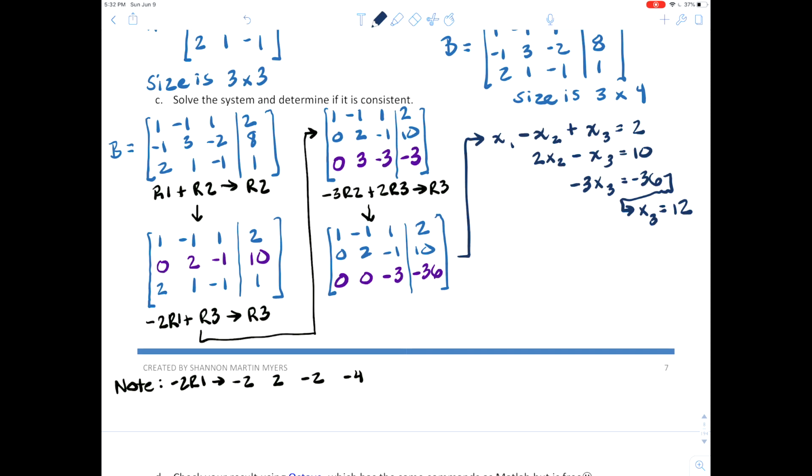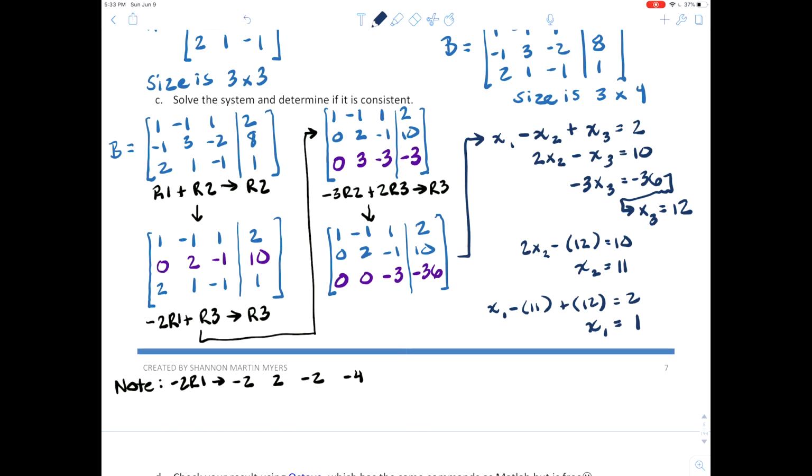And then what happens? You take your 2x2 minus your x3, which was 12, equal to 10, and that's going to give us that x2 will be 11. And now solving for x1. So x1 minus 11 plus 12 has to equal 2. So we would get, let's see, -11 plus 12 is +1. So x1 would be 2 minus 1, which is 1.